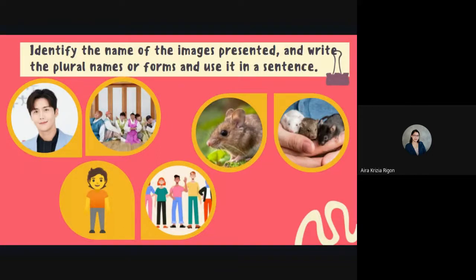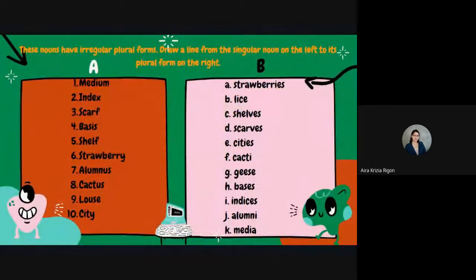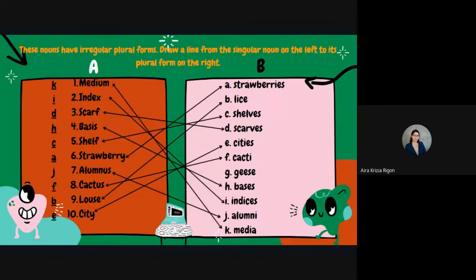Please get your pen and paper and identify the name of the images presented. Are you done? Okay. Pass your paper forward and I will check it later. And for your individual activity, get your notebook and match the singular noun which are in column A to column B. Are you done, class? Okay, let's check.